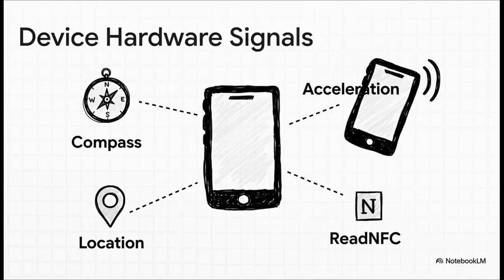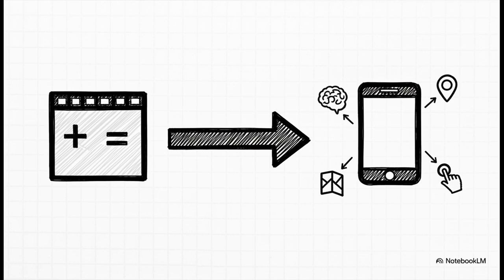And beyond just AI, your app can become aware of the physical world around it. Using signals, you can get the device's location for a map, use its compass for directions, or even use its acceleration sensor to see if it's being shaken or tilted. You can even have it read NFC tags to interact with physical objects out in the real world. How cool is that?